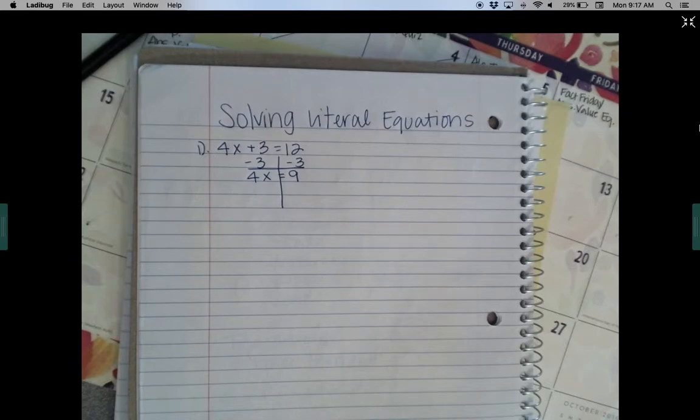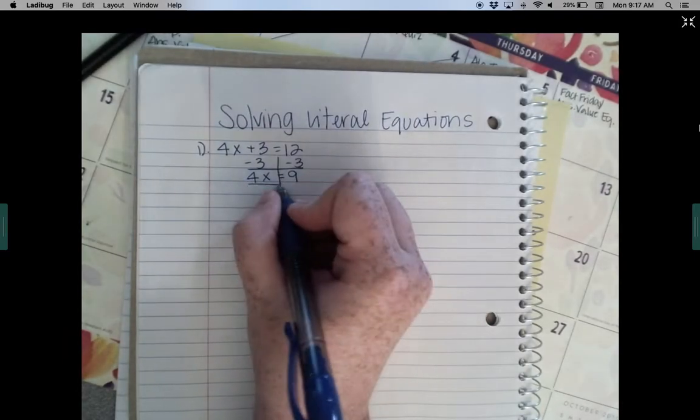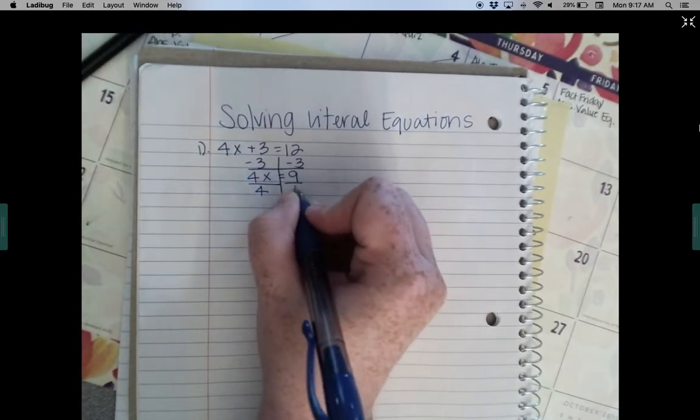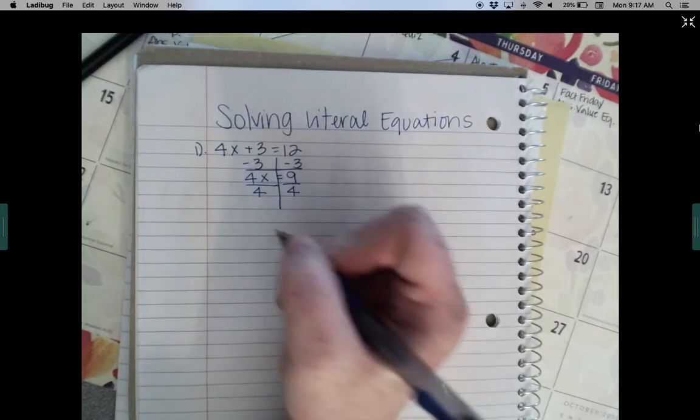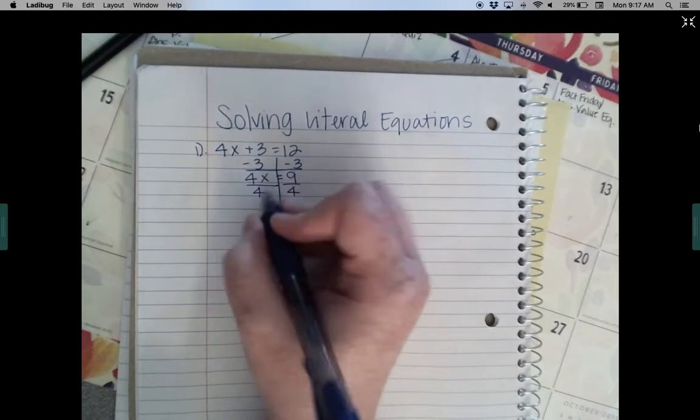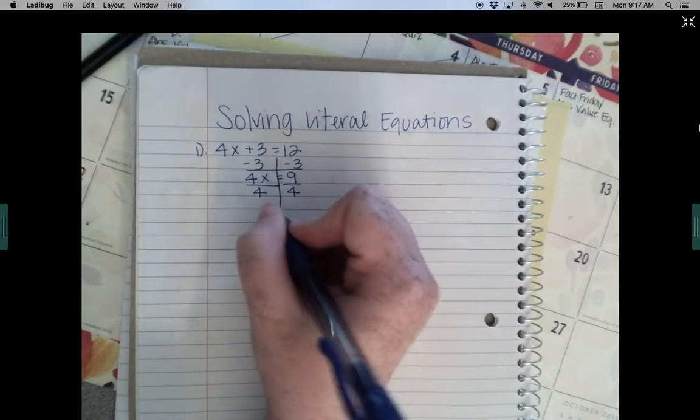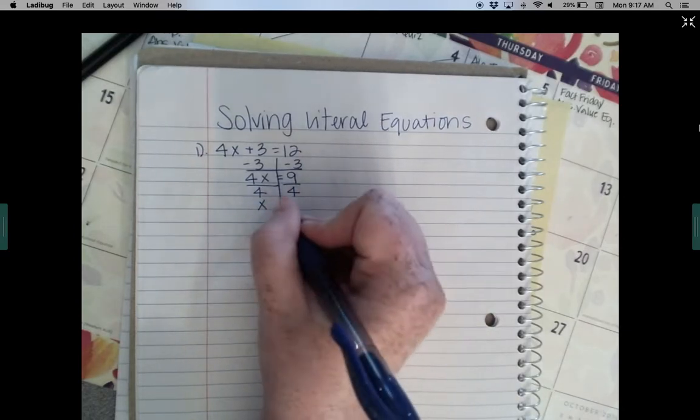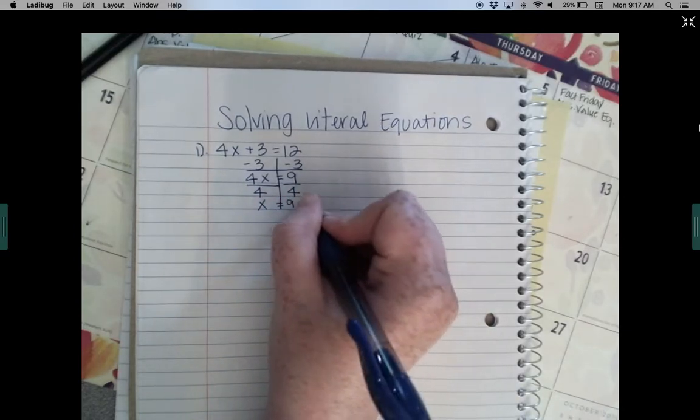Now I still don't have x isolated, but I need to get it isolated. What do I need to do? Yes, Carter? Divide by 4. Divide by 4. Okay, 4x divided by 4 is x. 9 divided by 4, keep it as 9/4.